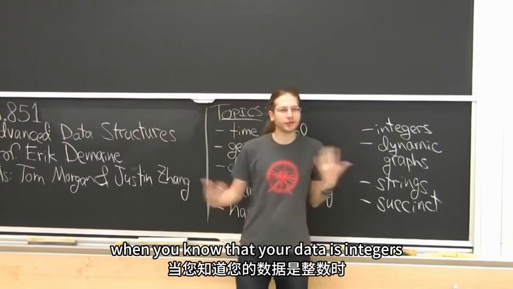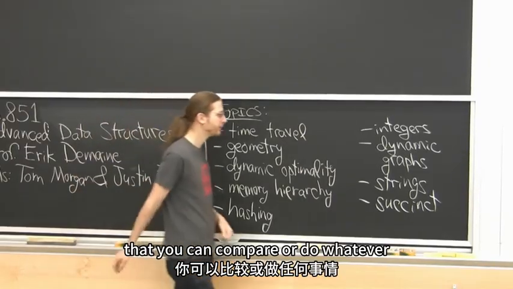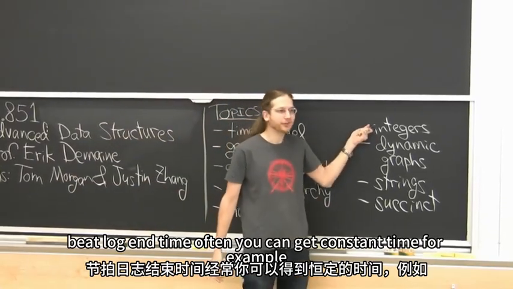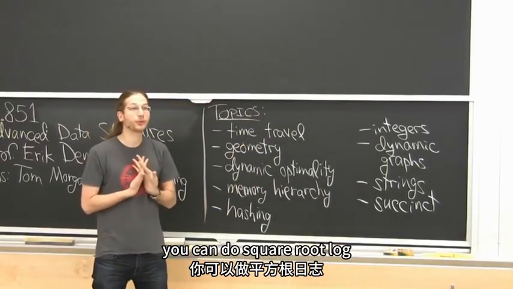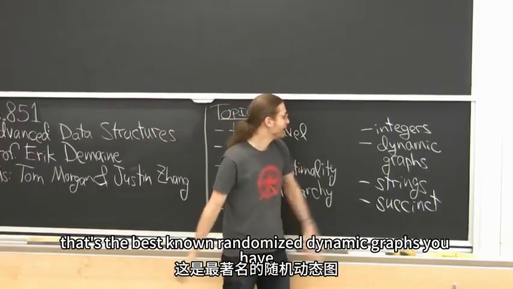Integers. When you know that your data is integers and not just arbitrary black boxes that you can compare or do whatever, you can do a lot better with integers, usually beat log n time. Often you can get constant time. For example, if you want to do priority queues, you can do square root log n time. That's the best known, randomized.